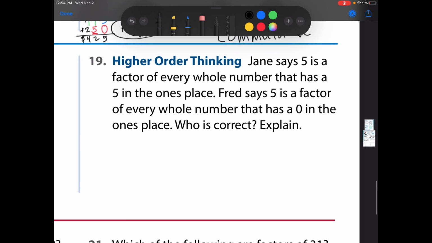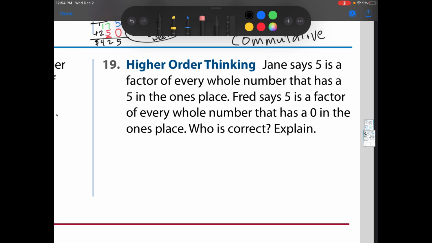Now heading off to number 19. Jane says 5 is a factor of every whole number that has a 5 in the ones place. Fred says 5 is a factor of every whole number that has a 0 in the ones place. Who is correct? Well, let's just look at what they're saying right now.